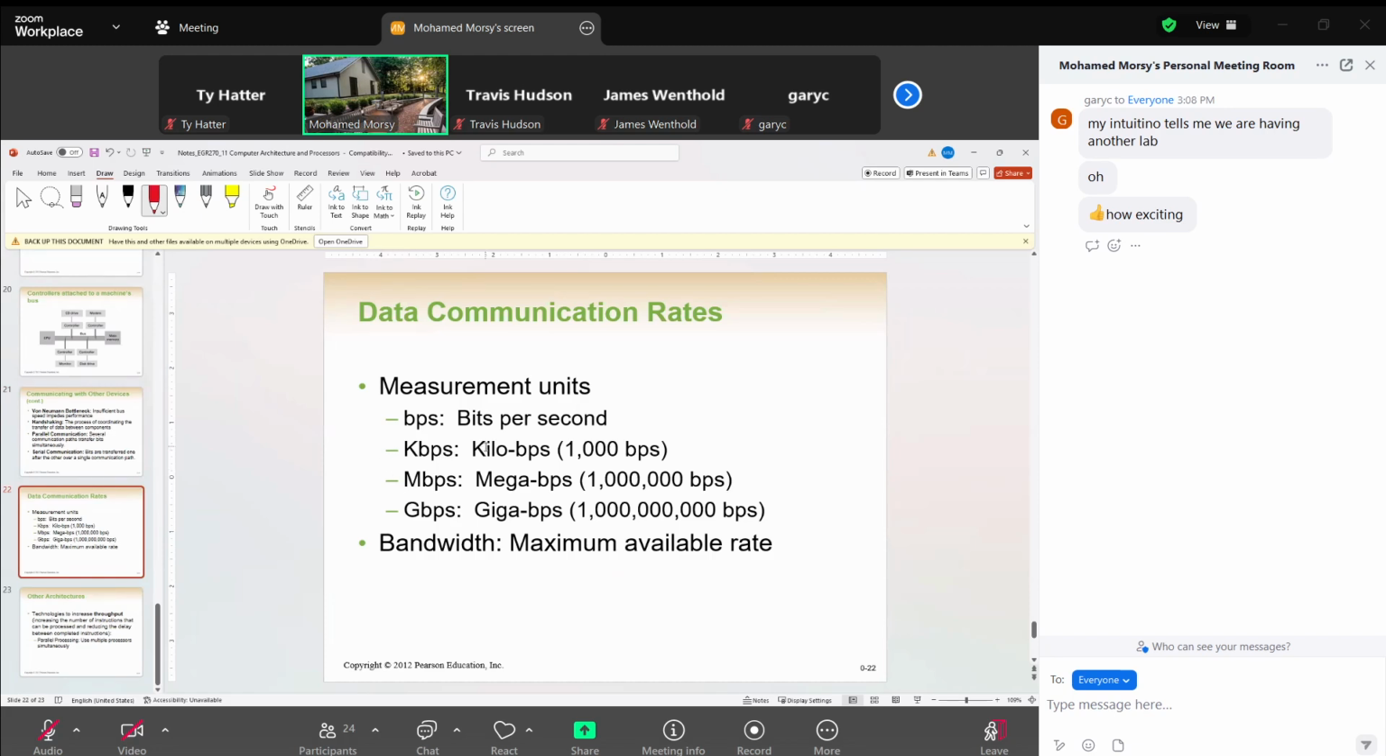Kilobit per second, bit per second is the notation used. Kilobit per second is 1000 bits per second, megabit is 10 to the power 6, gigabit is 10 to the power 9, as you see. And the bandwidth refers to the maximum available rate, or data rate.